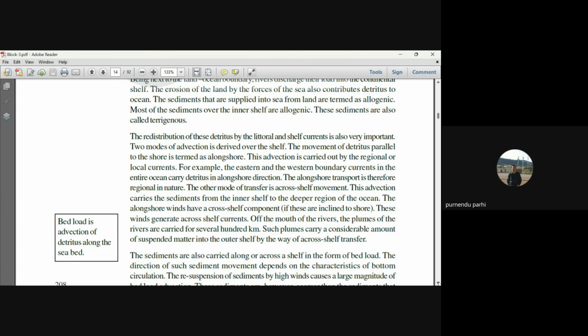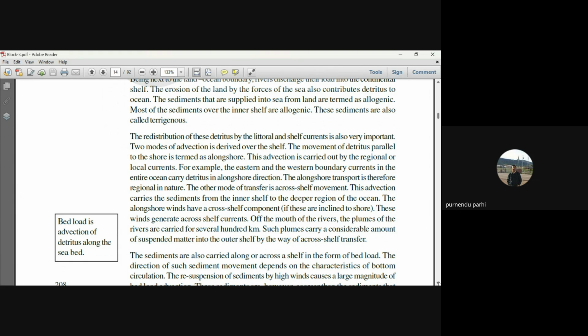Two modes of advection are derived over the shelf. The movement of the detritus parallel to the shore is termed as alongshore. This advection is carried out by the regional or local current. For example, the eastern and the western boundary currents in the entire ocean carry detritus in the alongshore direction. The alongshore transport is therefore regional in nature.